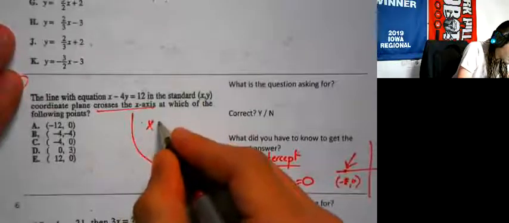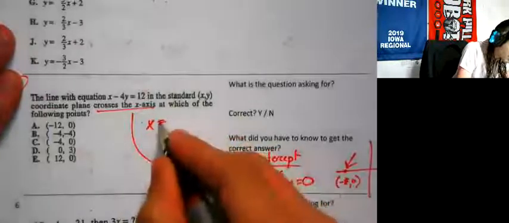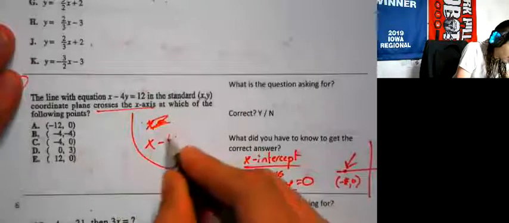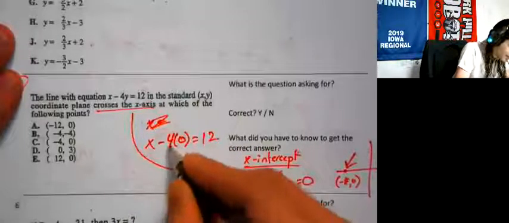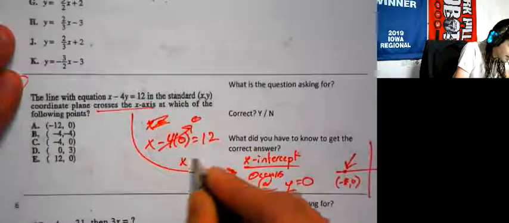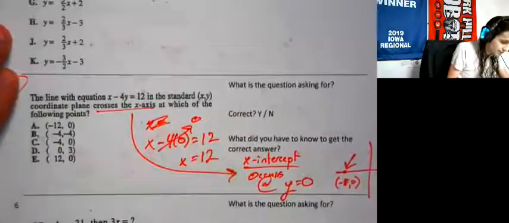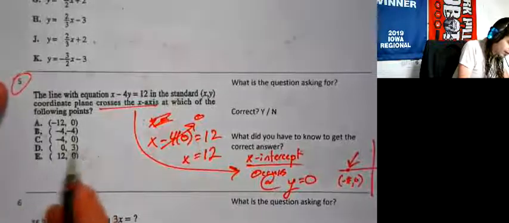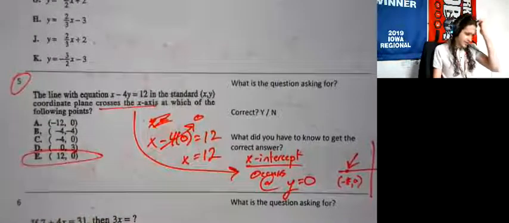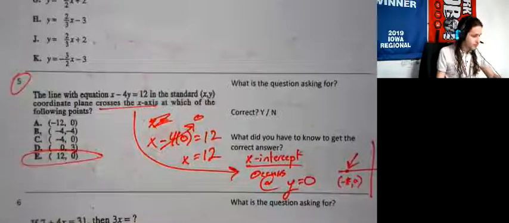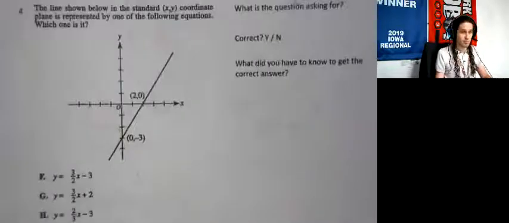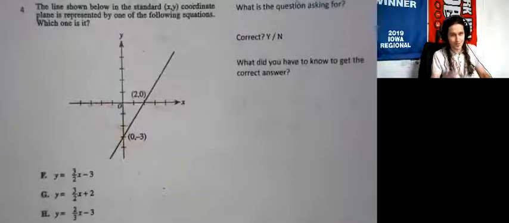This becomes x minus 4 times 0 equals 12. 4 times 0, that's just 0. So x is 12, y is 0. Answer there is E. Cool. So we can do that. You'll notice up above a very similar problem to the previous one. I don't have to give you another example of that, hopefully.